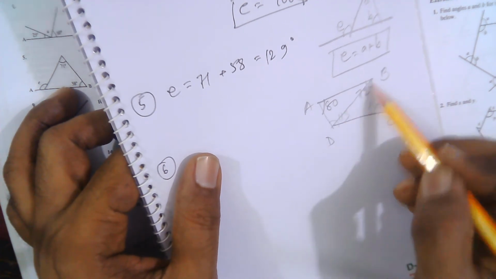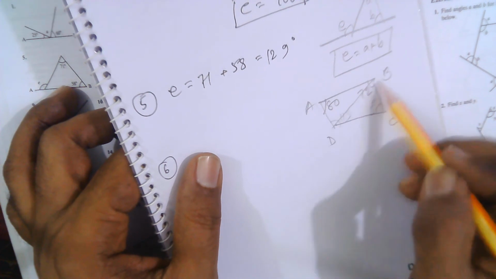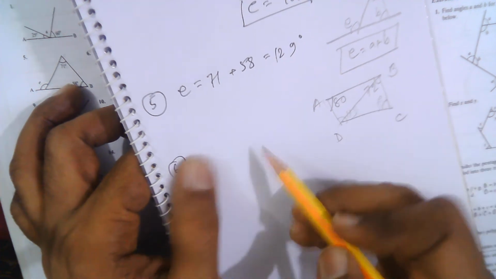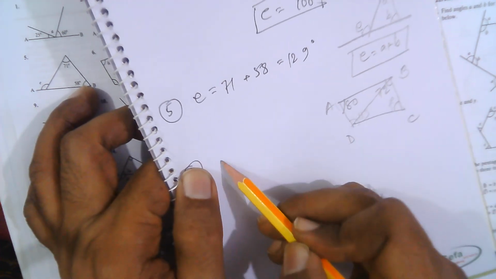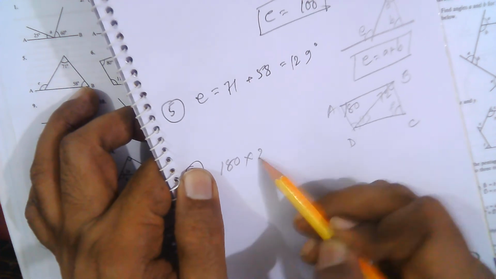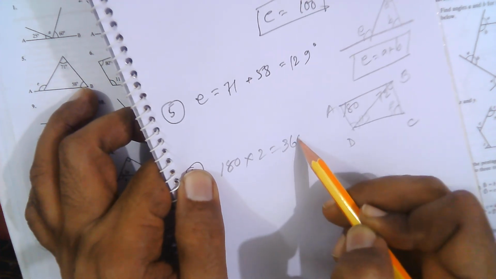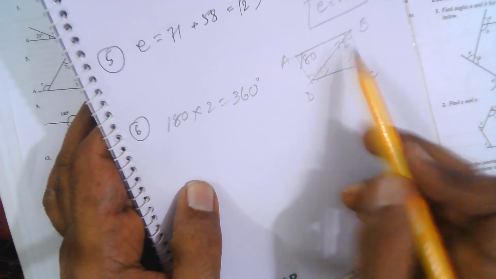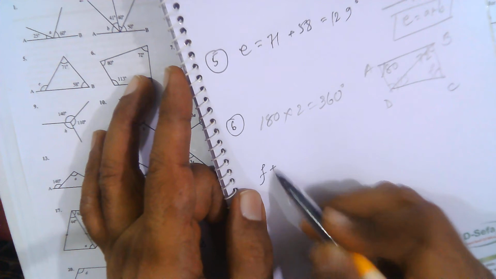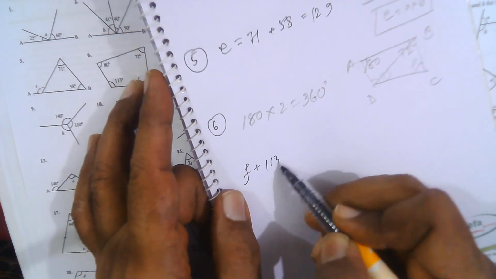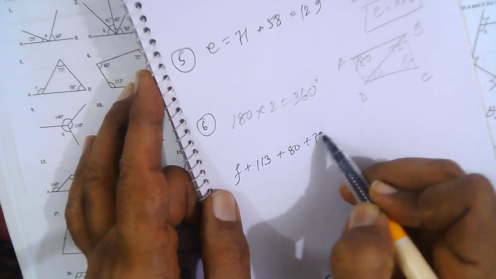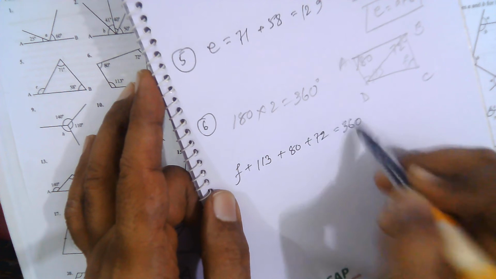This is a triangle, this is another triangle. For each triangle the sum of the angles will be 180. For two triangles the sum of the angles will be 360. Therefore for any quadrilateral the sum of the angles will be 360. So F plus 113 plus 80 plus 72, the sum will be 360.